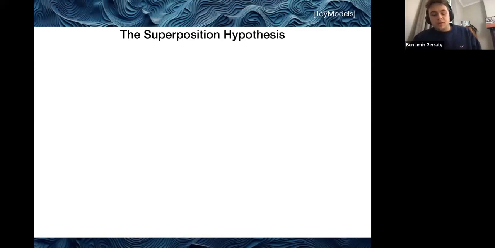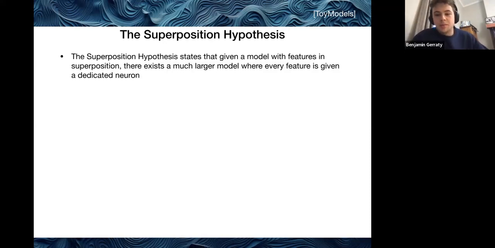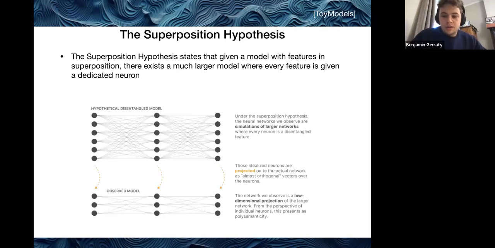So what motivated Anthropic's paper was this thing called the superposition hypothesis. I'm not sure if I think this is true. I don't even know if they think it's true, but I think it's worth showing at least.